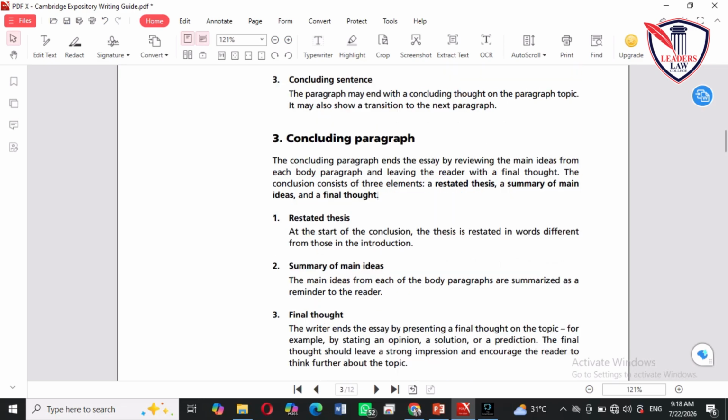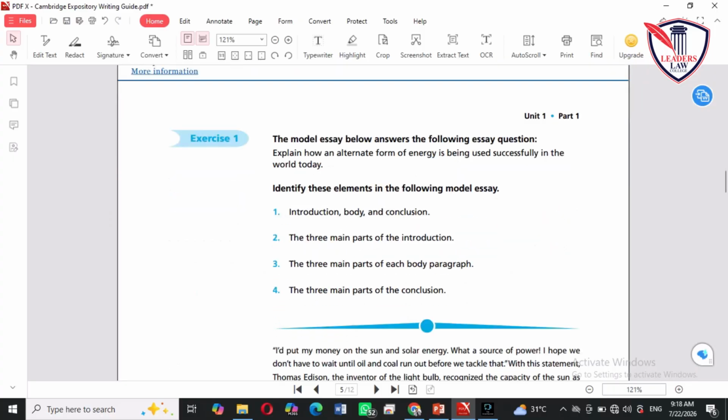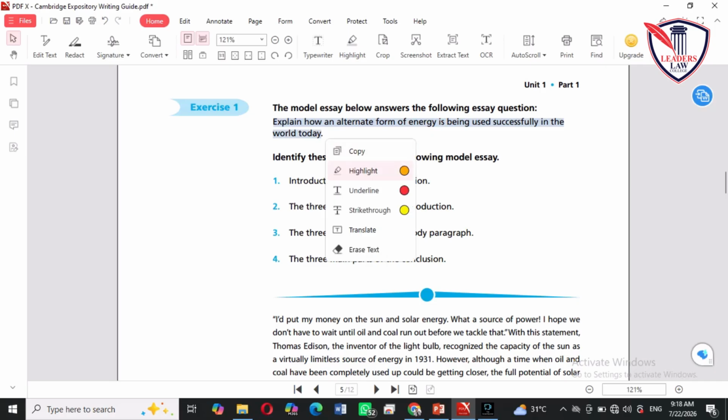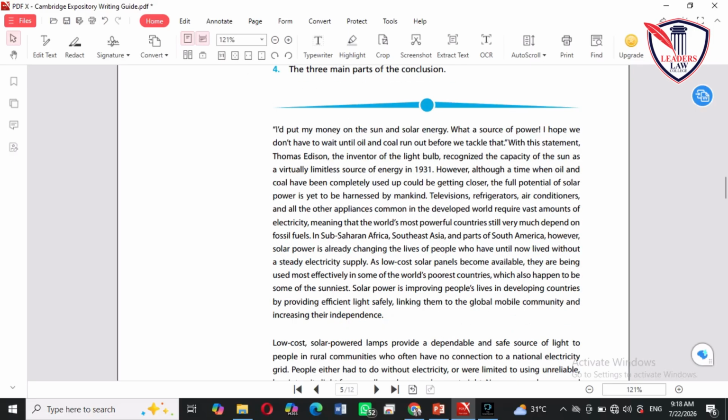So let's have a look at an essay and let's understand these things. So here is an essay and the topic is: explain how an alternate form of energy is being used successfully in the world today. So here is the first introductory paragraph. The writer begins, "I would put my money on sun and solar energy.